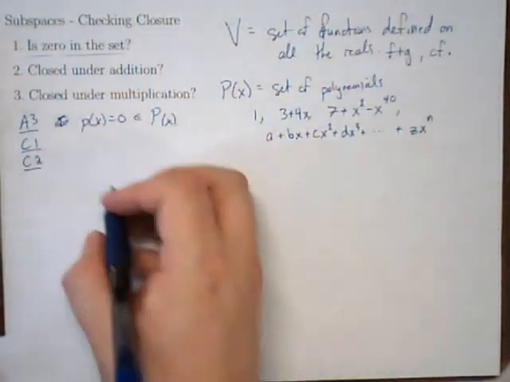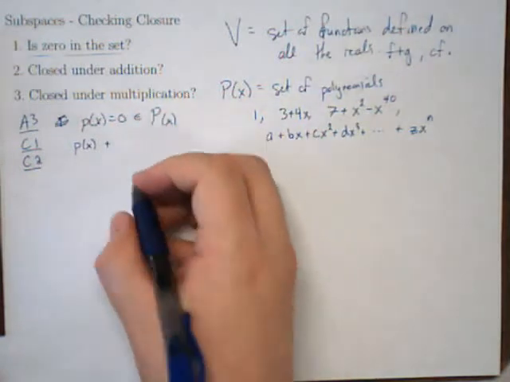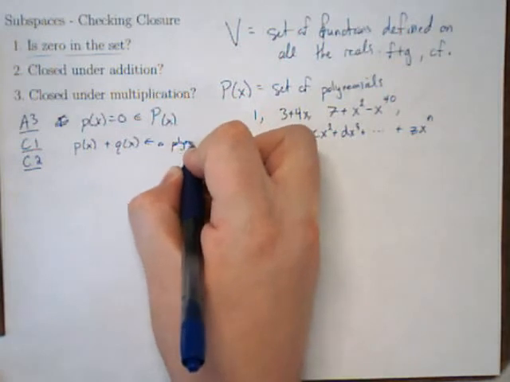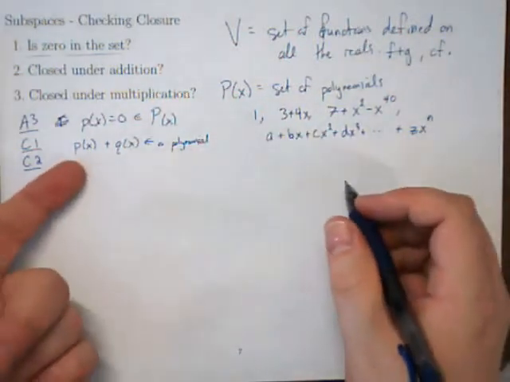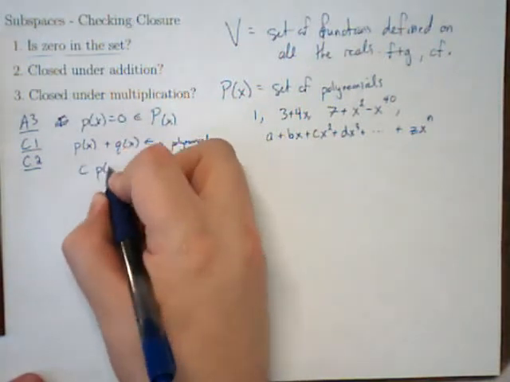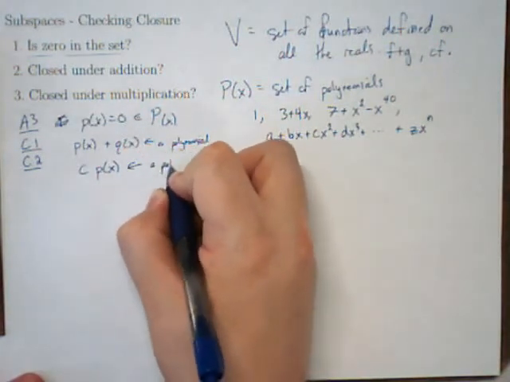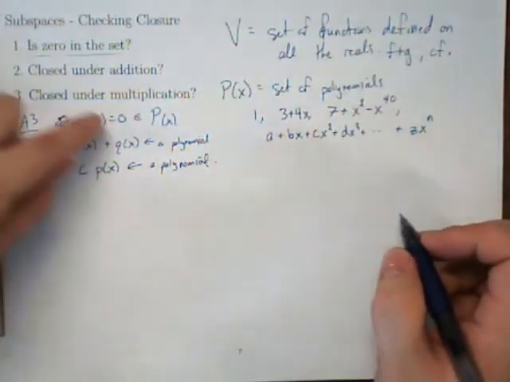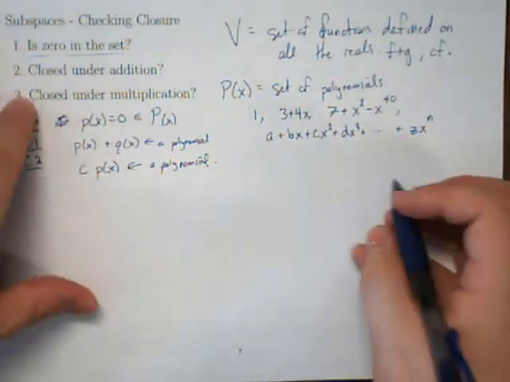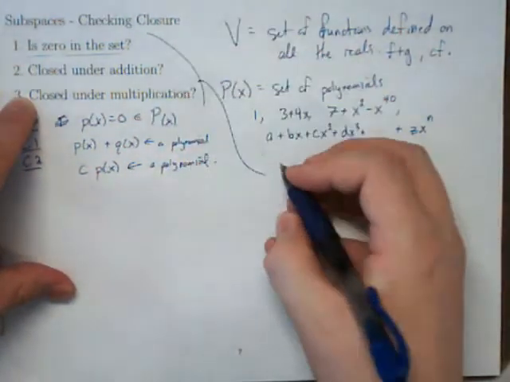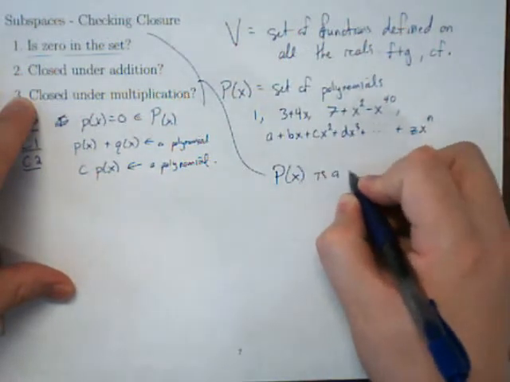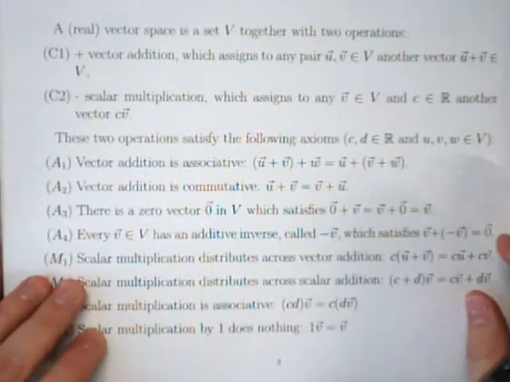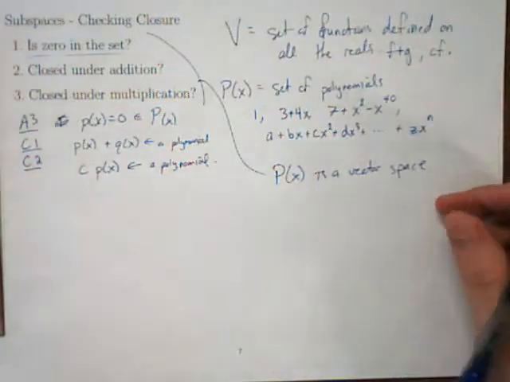And closure. If I take a polynomial and I add a polynomial, this is a polynomial. So it's closed under addition. And if you take a scalar and you multiply by a polynomial, this is again a polynomial. Hence, this set, the set of polynomials: 0 is in it, it's closed under addition, it's closed under multiplication, and since it satisfies all three of these, P of x is a vector space. Now, was that a whole lot faster than showing all 10 of these? By golly, yes. We only have to check 3 things.